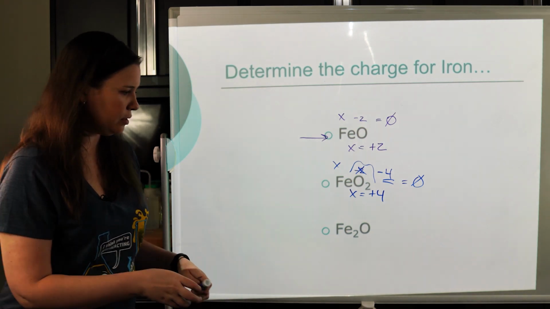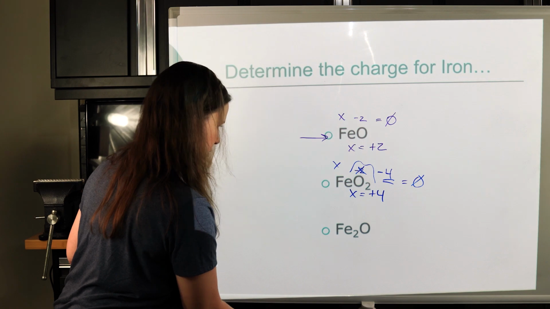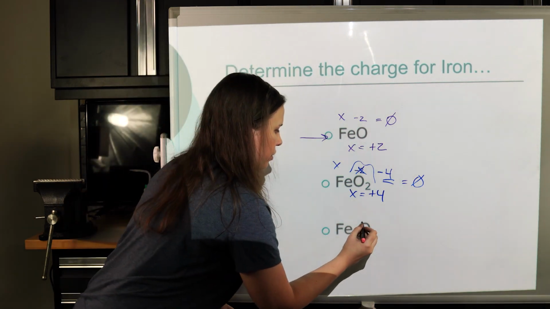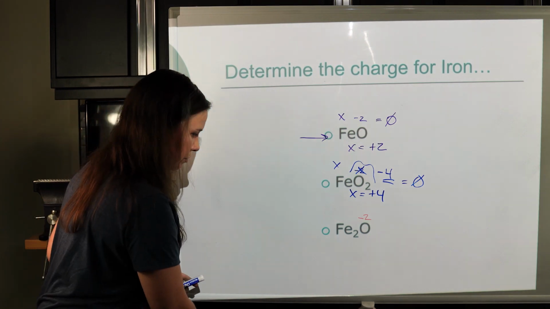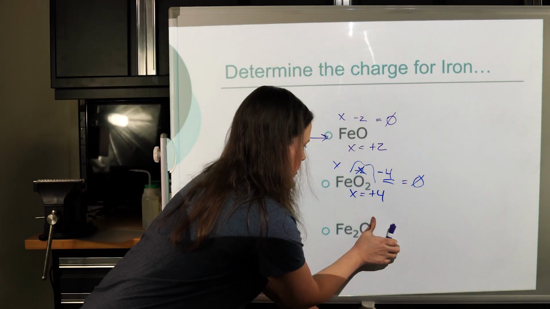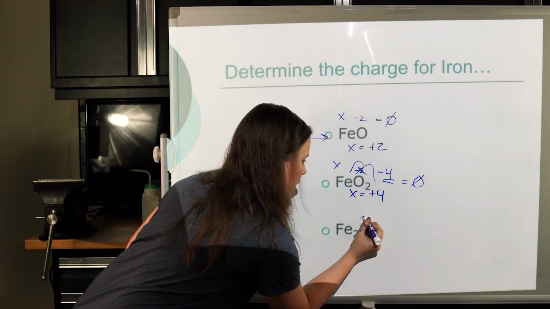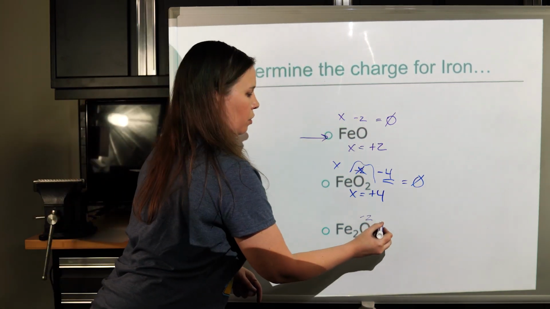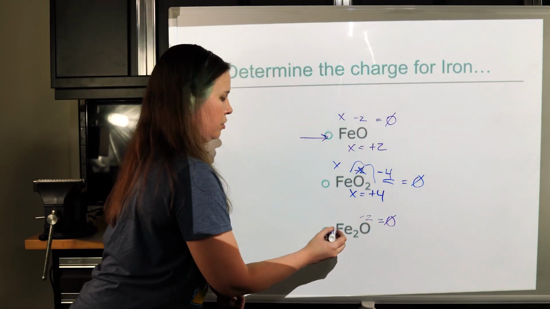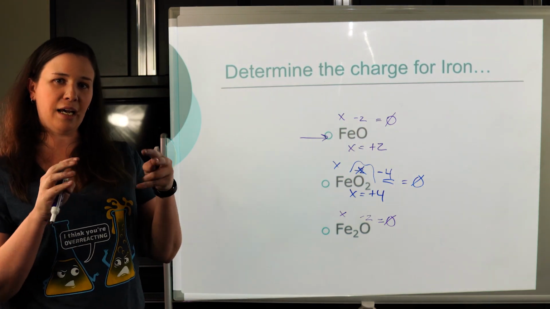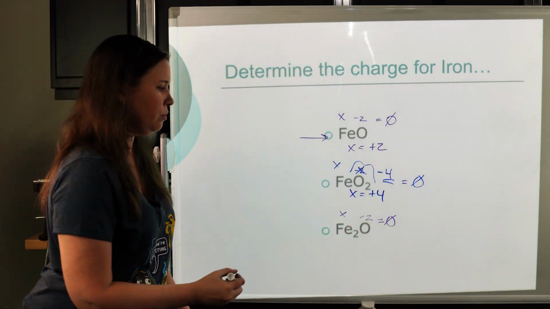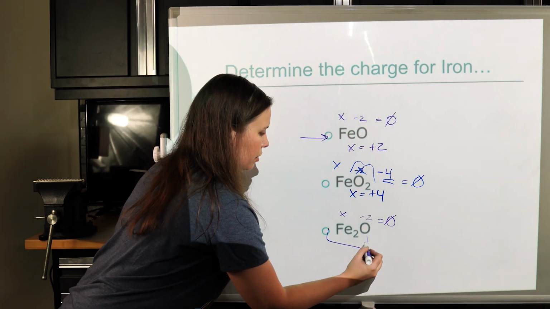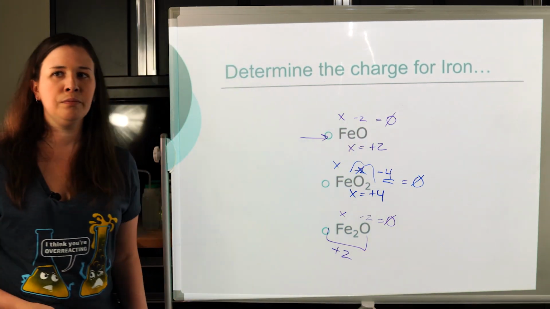All right, last one's a little bit tricky. Let's go here. Just trying to do different colors. We'll just go back to purple. All right, oxygen's -2, and I know the entire compound needs to be neutral. So what would I need to have in my iron area in order to cancel out the -2? This entire thing would need to be +2.